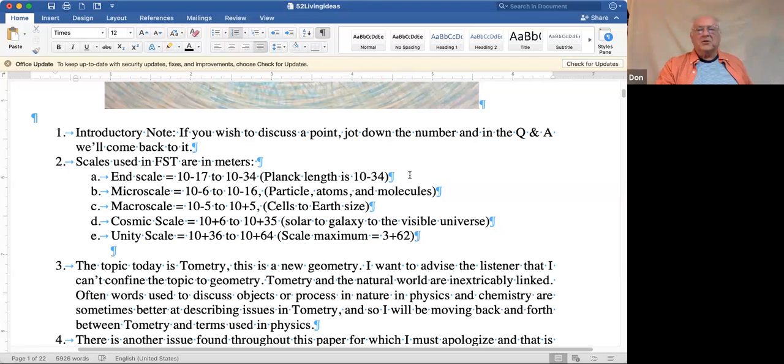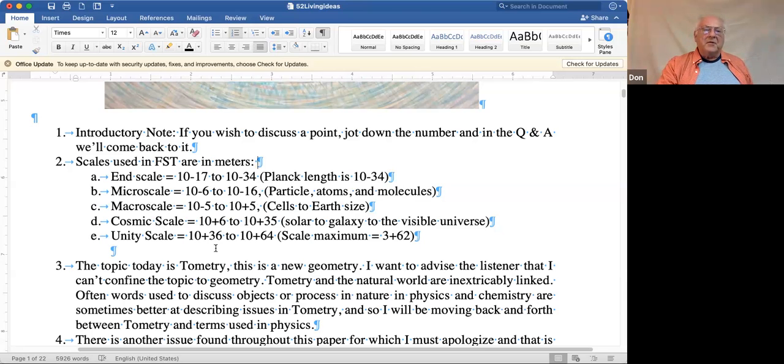So the micro scale is 10 to the 6, which is the size of a cell, like an egg, and 10 to the 16 gets us down to the level of particles. So macro scale is the one that we're familiar with in our daily life, and it's 10 to the minus 5 to 10 to the plus 5. The cosmic scale goes from 10 to the 6th power to 10 to the 35th.